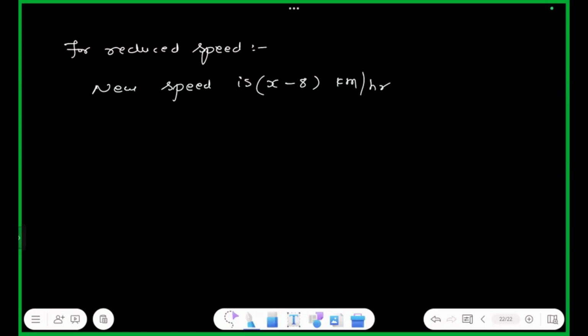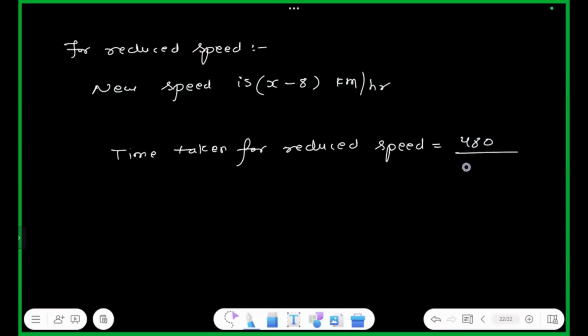Because what was the condition for scenario 2? Speed is 8 kilometer less than the original speed. So our original speed, we let it as x. So x minus 8. So for this now, if we calculate the time taken, so what we will get? Time taken for reduced speed will be distance, that is 480, and then speed, that is x minus 8 hours.